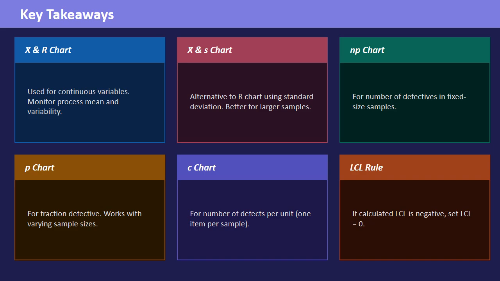So an important rule to remember is that if the lower control limit becomes negative, we set it equal to 0 because counts can't be negative. Overall, control charts are very useful tools for detecting variations and maintaining quality in any process. So with this, I conclude my presentation.